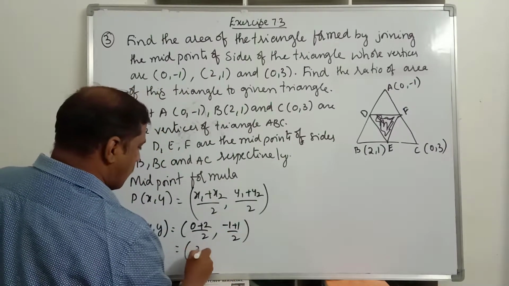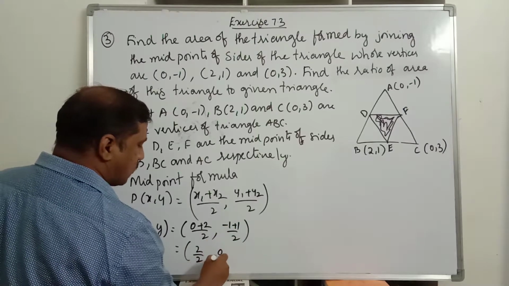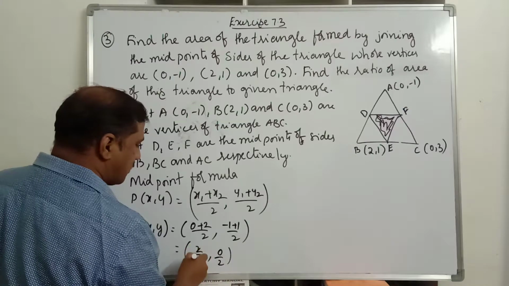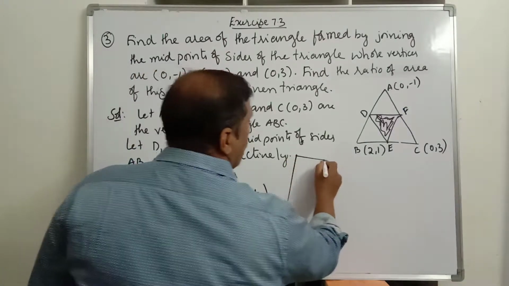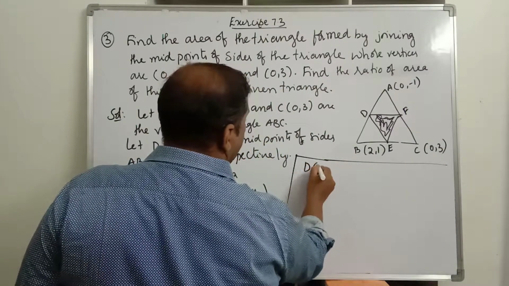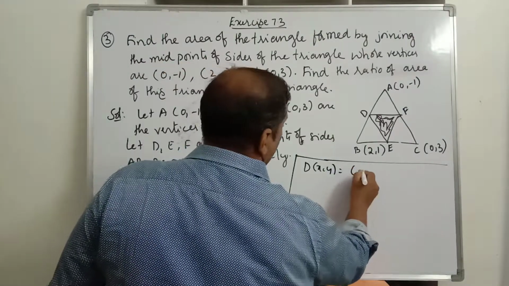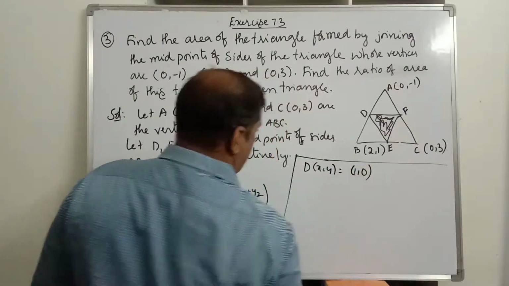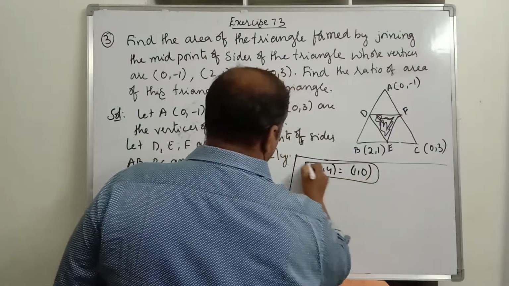That is equal to 2 by 2, and -1 plus 1 is 0 by 2. The 2s are cancelled. We will get the coordinates of D as (1, 0). Now point D we got, it is (1, 0).